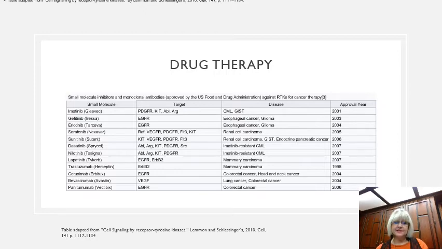So this is cell signaling by the receptor tyrosine kinases that's having a huge impact on our medicine today, especially in treating things that have to deal with cancer.